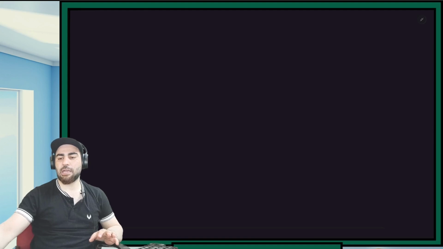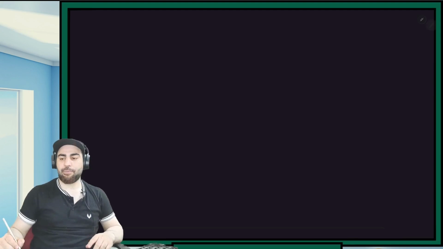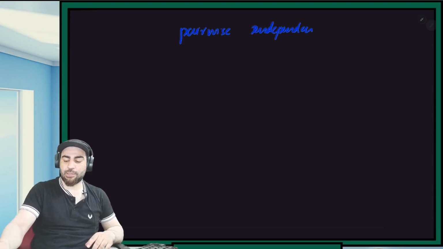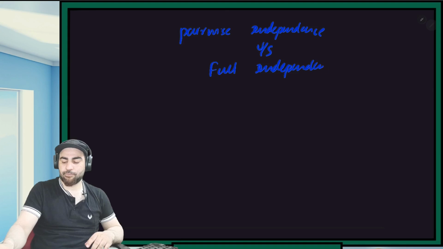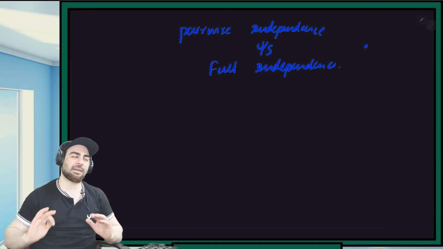So let's suppose the topic title would be pairwise independence versus full independence. So what is the meaning of this? Okay, here I'll also leave you, you'll have to come up with examples. There are a lot of examples written in the books.